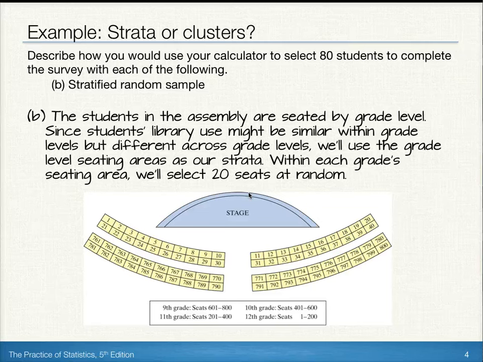Next, describe how we'd use the calculator to select 80 students to complete the survey in a stratified random sampling method. Well, the students in the assembly are seated by grade level, as we saw, and since students' library use might be similar within grade levels but different across the grade levels, we'll use the grade level seating areas as our strata. So within each grade seating area, we'll select 20 seats at random. We'd like 80 students total. There are 4 different grades, so that's how we get our 20 for each of the grade levels. So to do this, we'll have to randomly select 20 9th grade students, 20 10th grade students, 20 11th grade students, and 20 12th grade students.